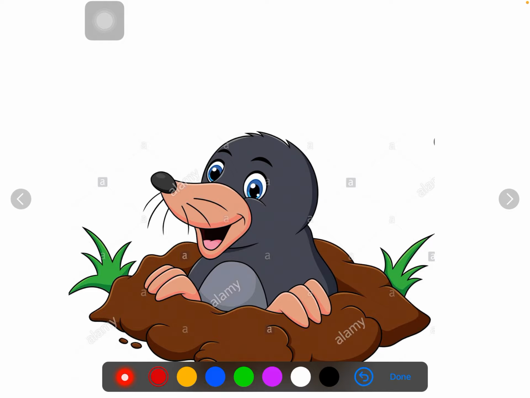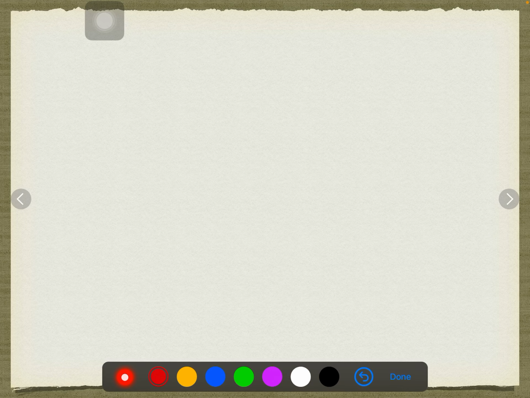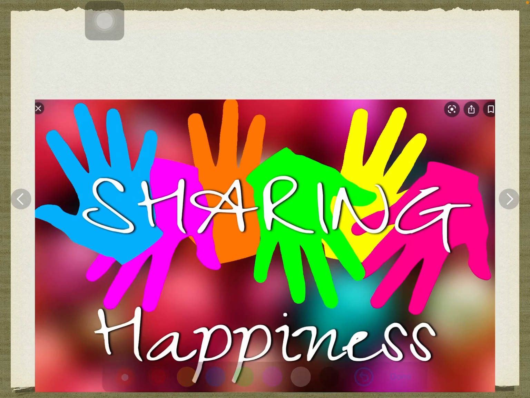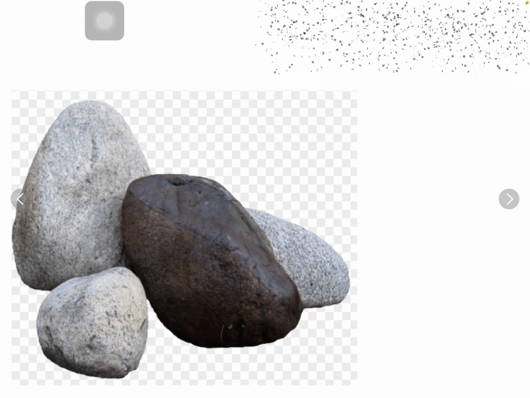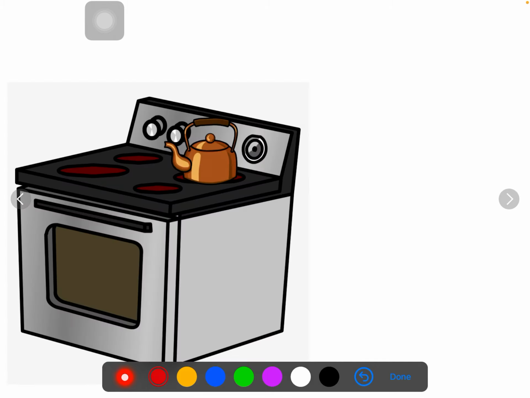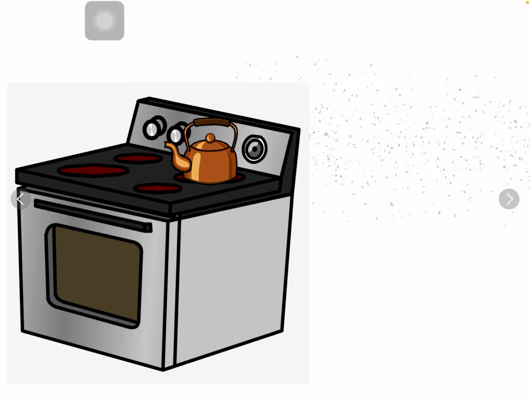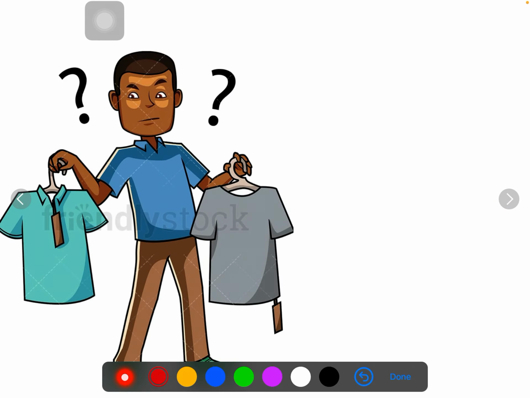This cute animal is mole. We have O, then E, so long O. And what do we call this, girls? Stone. O, then we have E, long O. So we use this for cooking. What do we call this? Stove. Stove, long O, stove.